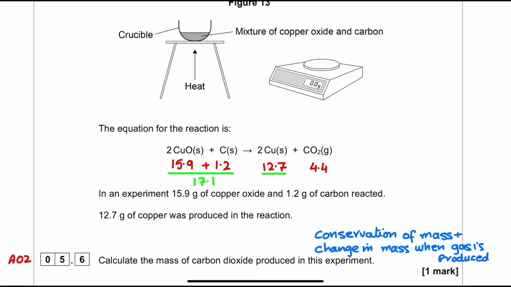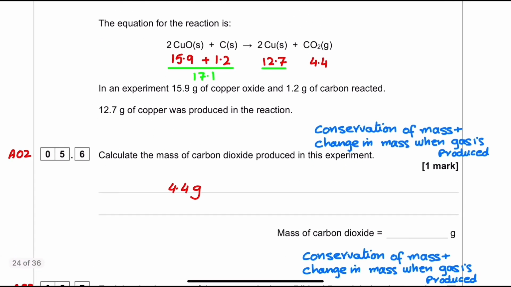In an experiment, 15.9 gram of copper oxide and 1.2 gram of carbon are reacted. 12.7 gram of copper is produced in the chemical reaction. Calculate the mass of carbon dioxide produced in the experiment. So the total mass on the left hand side of the equation is 17.1 gram, whereas the mass of copper produced is 12.7 gram. The difference between these two values is 4.4 gram of carbon dioxide, which is produced and moves into the atmosphere. So the correct answer is 4.4 grams.